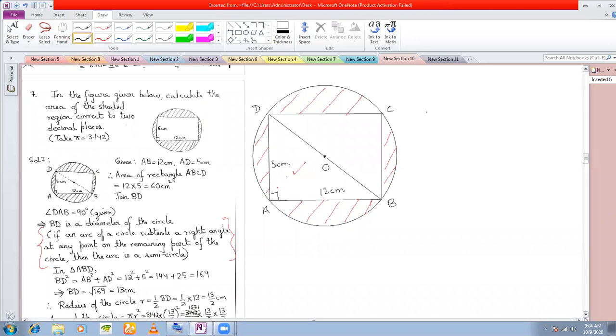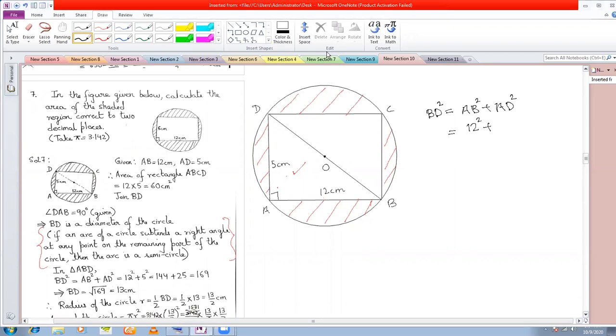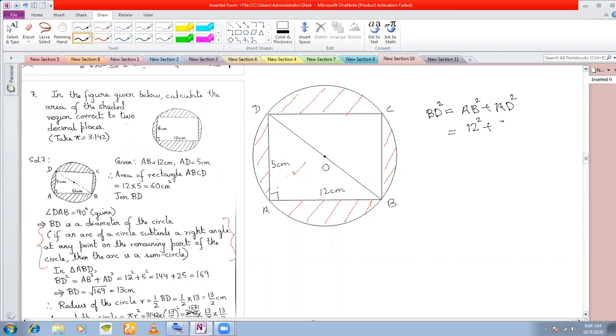So what is the length of the diameter here? BD square by Pythagoras theorem is equal to AB square plus AD square, which is 12 square plus 5 square. 144 plus 25, which is 169. Therefore, BD is square root of 169, which is 13 centimeters. So that means diameter is 13 centimeter.